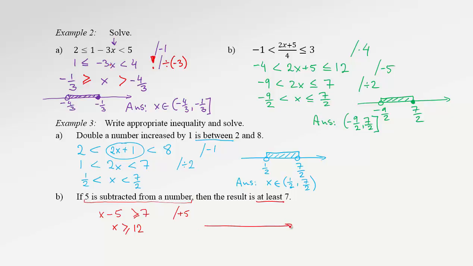As usual, we can draw it on the number line. If 12 is somewhere there, it will be marked by a filled dot because of the equation. Everything that is higher than that will be our solution. So the answer is x can be anything from 12, including 12, until infinity.